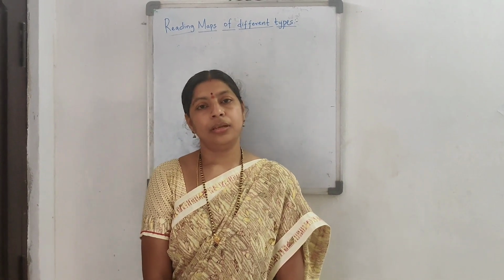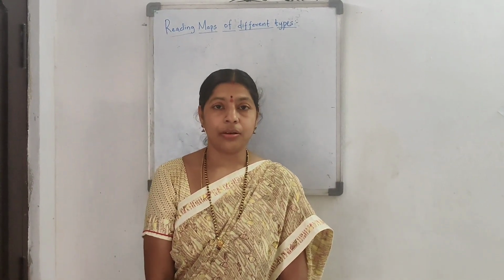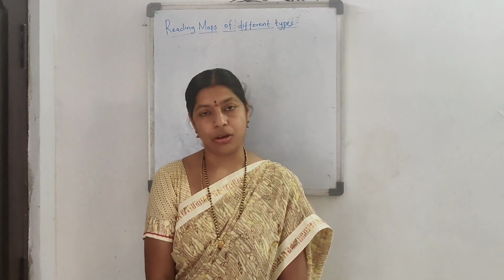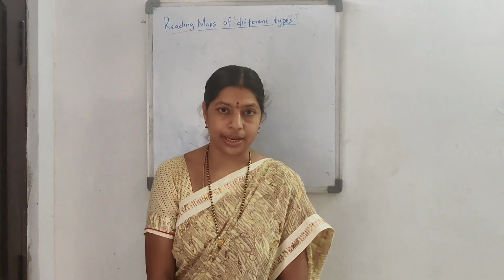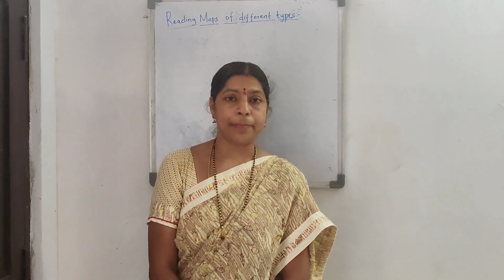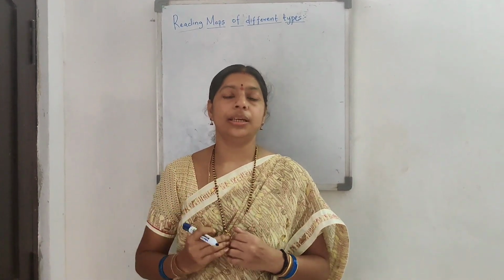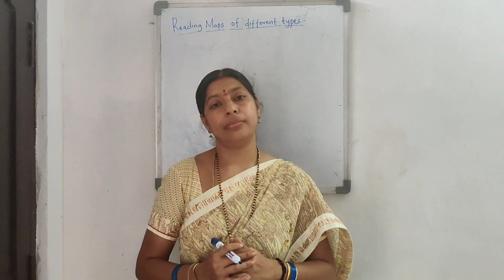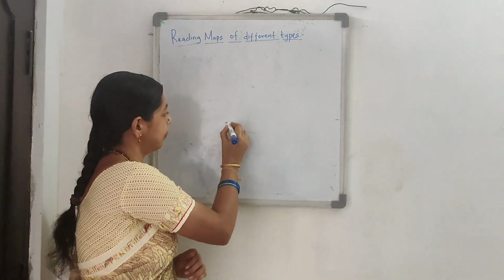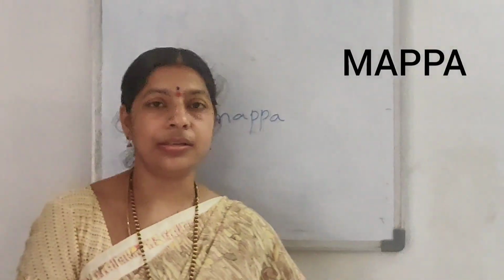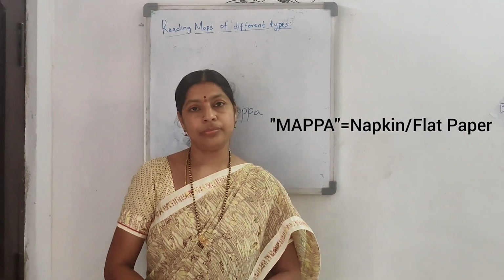Children, do you know what maps are? A map is a drawing of the Earth's surface or a part of it on a flat surface according to scale. The word map is derived from the Latin word mappa, M-A-P-P-A. Mappa means napkin or flat paper.